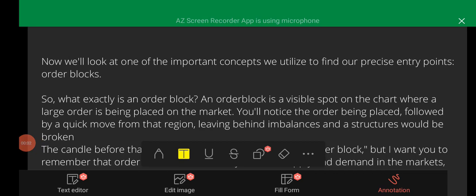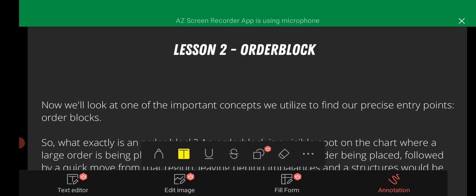Yes, hello. So we are back again for another lesson, lesson 2, which is about order blocks. Order blocks mostly originate from the Inner Circle Trader method, which is what we call the ICT trading strategy. And what exactly are order blocks, and how can we actually trade them?